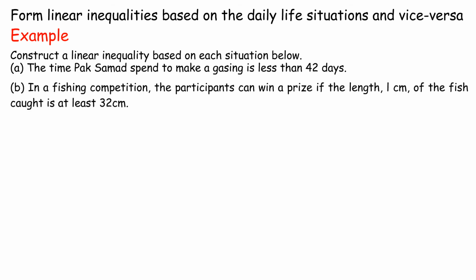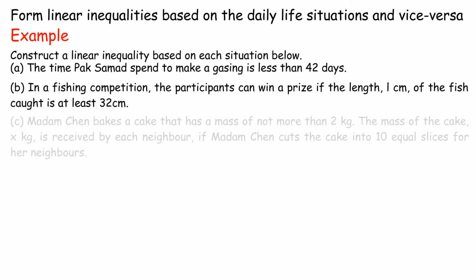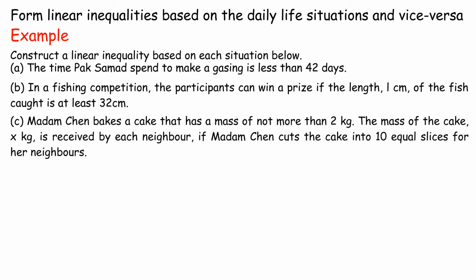B. In a fishing competition, the participants can win a prize if the length, L cm, of the fish caught is at least 32 centimeters. C. Madam Chen bakes a cake that has a mass of not more than 2 kilograms. The mass of the cake, x kg, is received by each neighbor if Madam Chen cuts the cake into 10 equal slices for her neighbors.